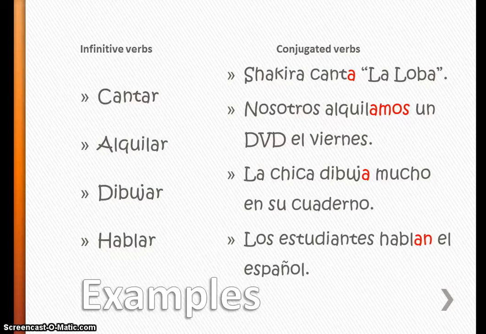And los estudiantes hablan el español. Hablar ends in an because estudiantes falls into the ellos, ellas, y ustedes category.